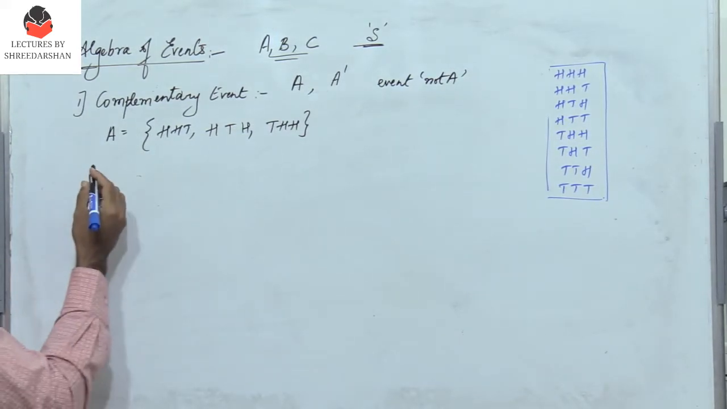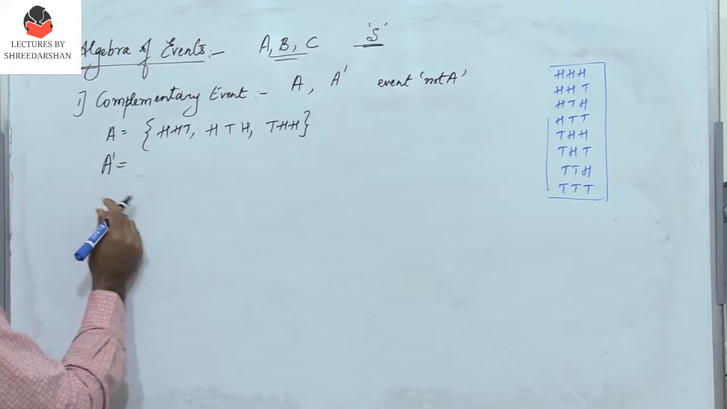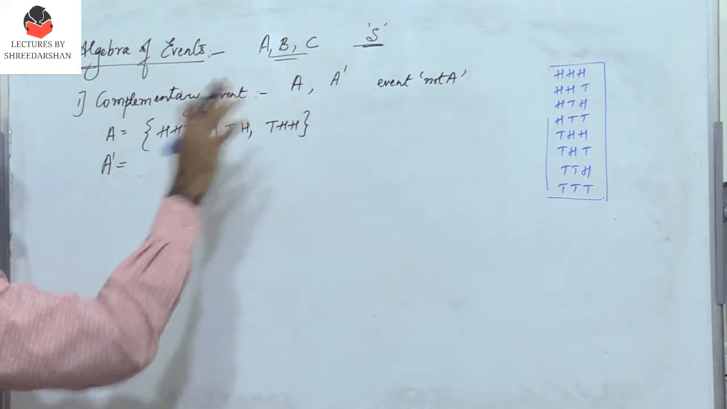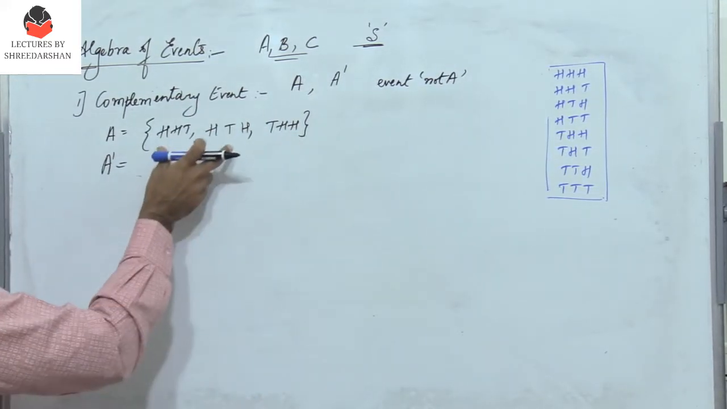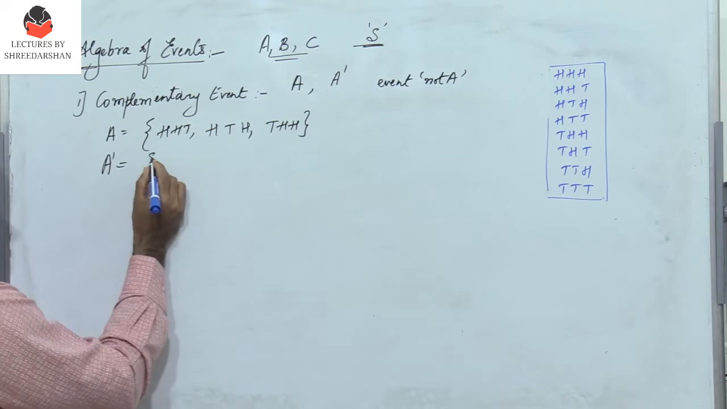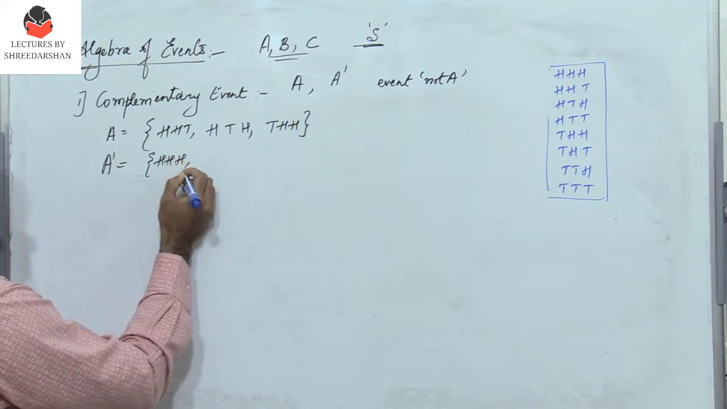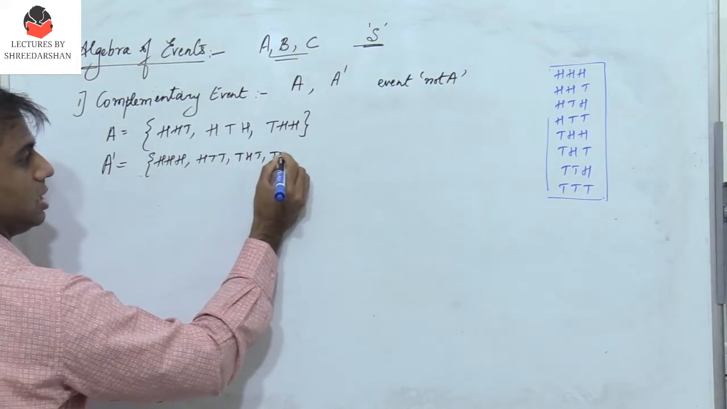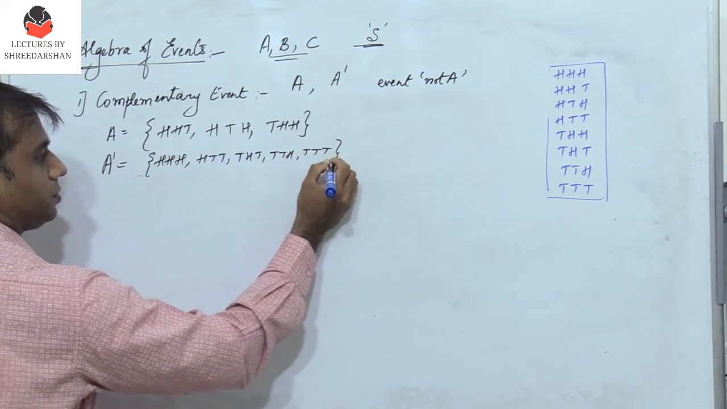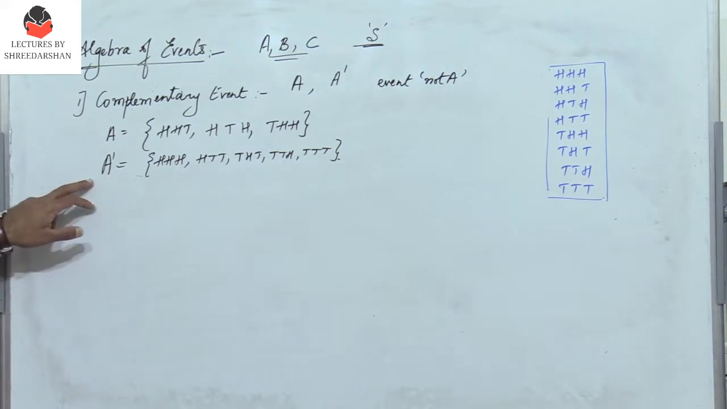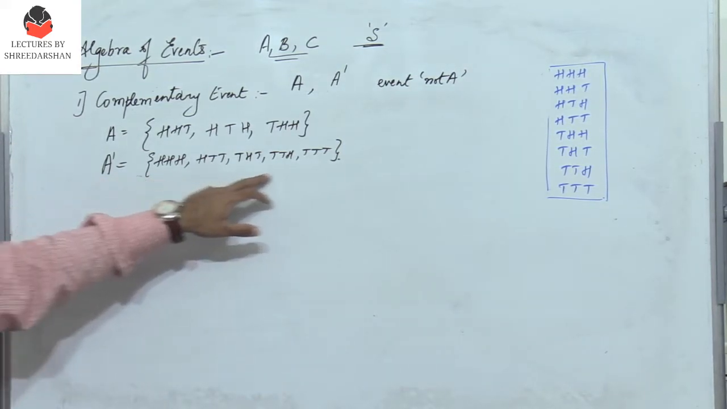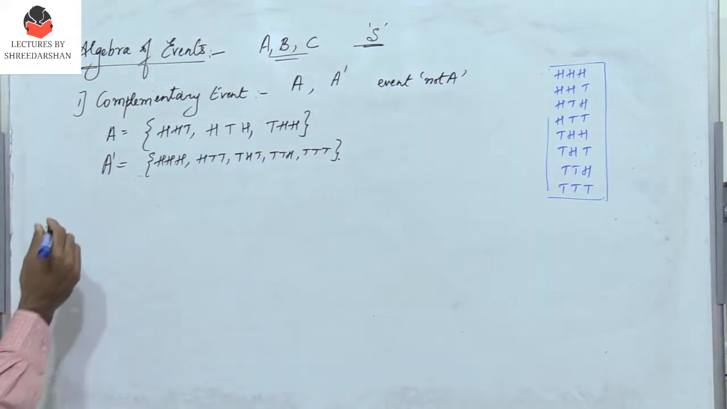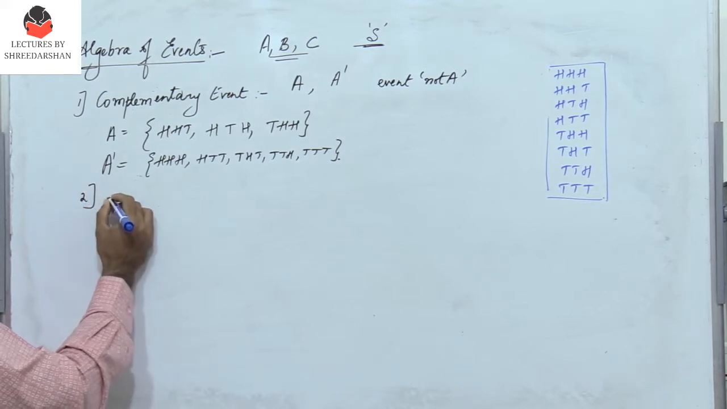Now what is A complement? A complement is all the outcomes which are not present in A but present in the sample space. So 3 of them are here. What is A complement? It is definitely HHH. Then you have HTT, then THT, TTH and TTT. So not of A is nothing but all the outcomes which are present in the sample space but not present in A.